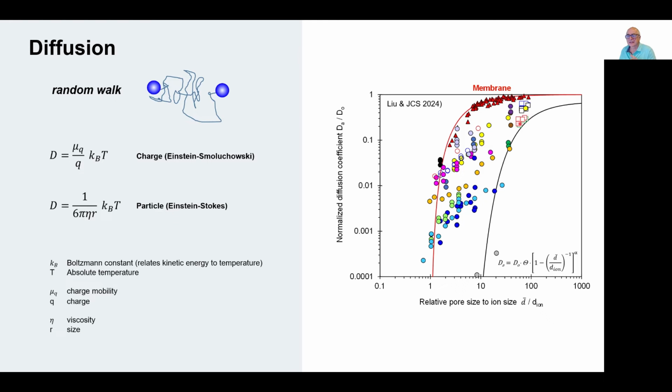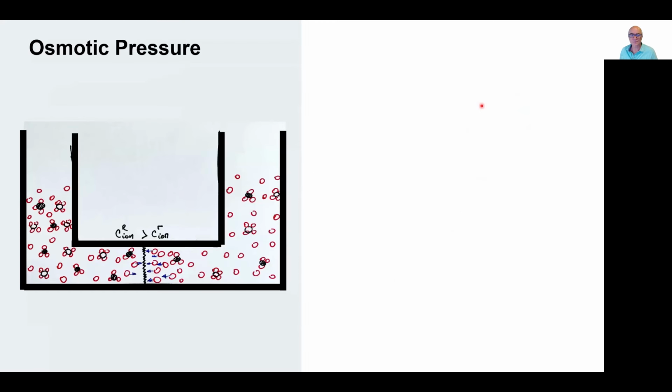So look, the squares are data for kaolin, the circles are data for bentonite at different levels of compaction. So same specific surface, but we are reducing the void ratio. And this is data for permeable membranes with very well-known pore size. So this is diffusion, a random walk.